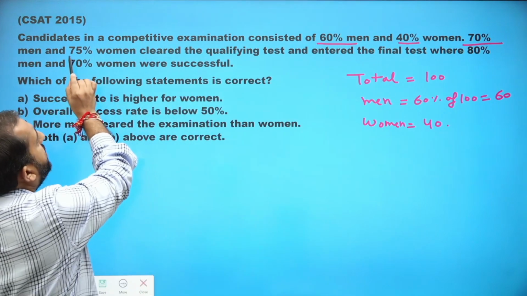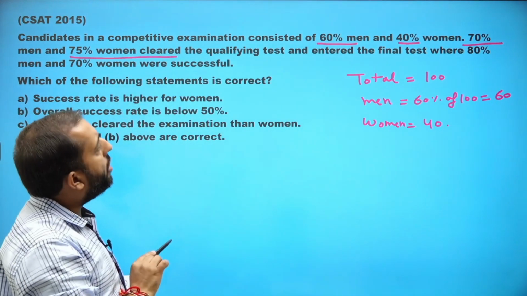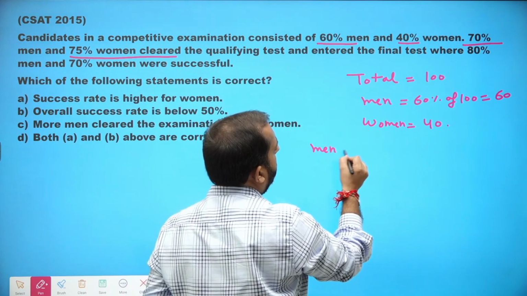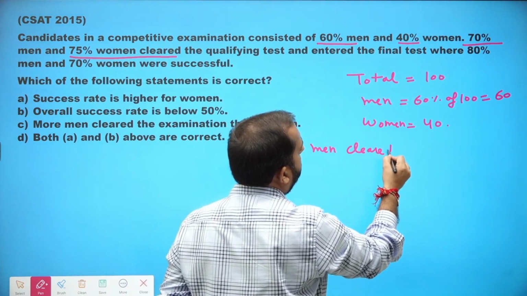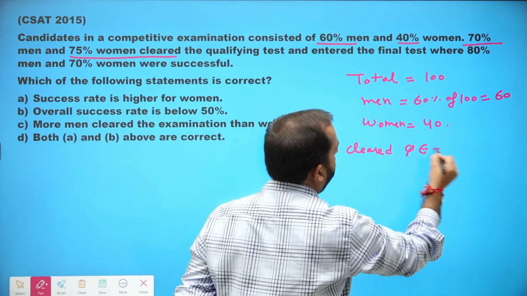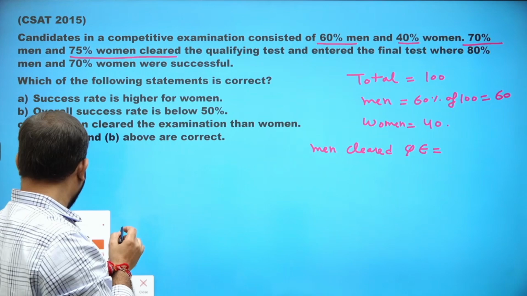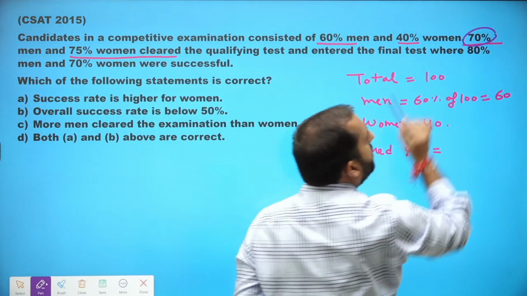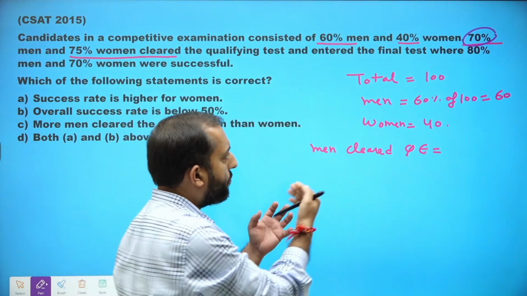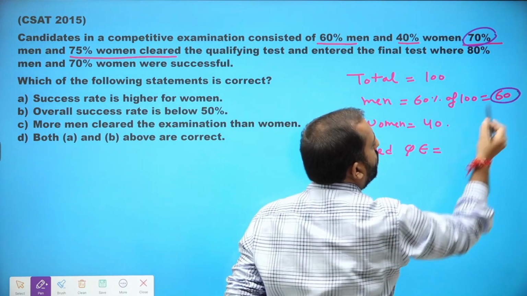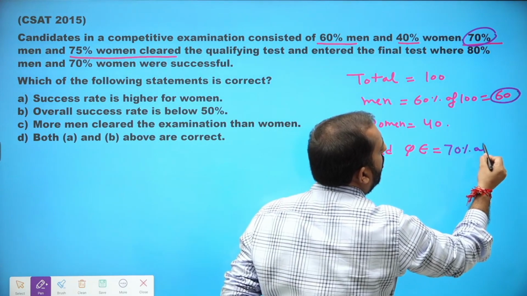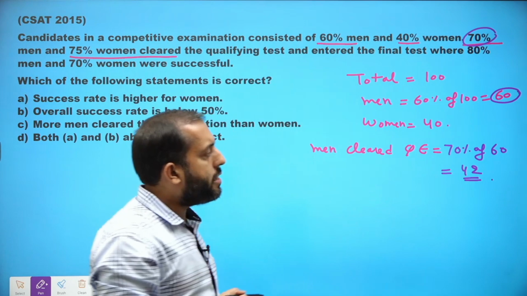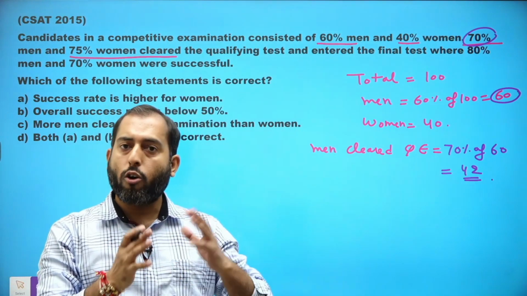Next line: 70% men and 75% women cleared the qualifying exam. It is given 70% men cleared the qualifying exam. So total men are 60. What is 70% of 60? It is 42. So out of 60, 42 men have cleared the qualifying exam.